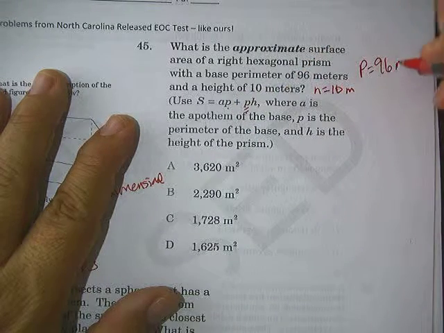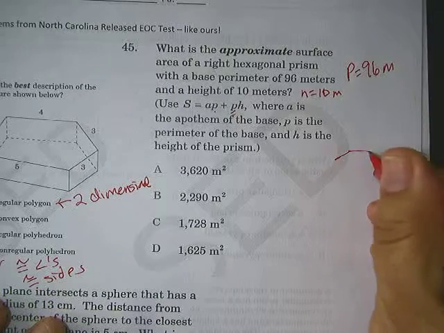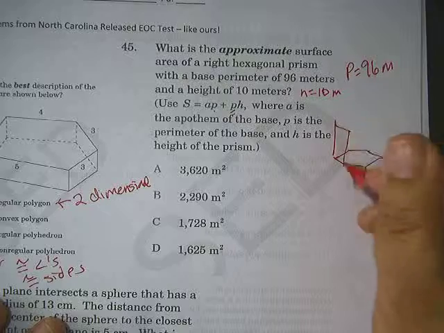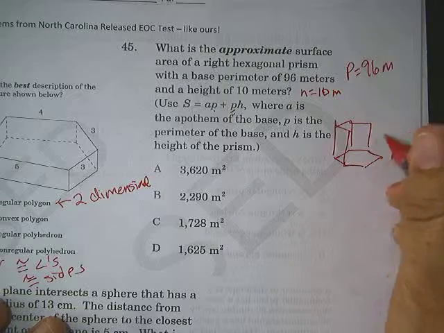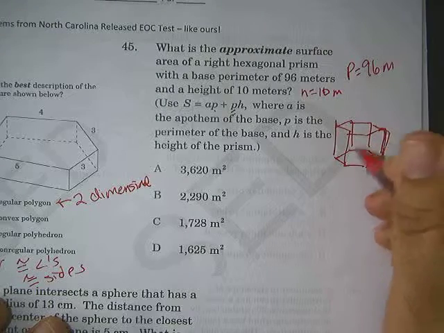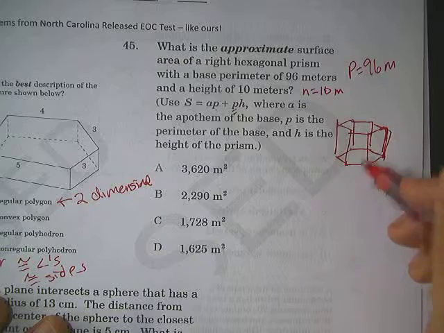Is 96 meters. It's a hexagonal prism, which means the base is a hexagon. Right? Prism means the sides are rectangles. Probably not the best rectangles in the world. There we go. All right. So the question is, what is the approximate surface area?